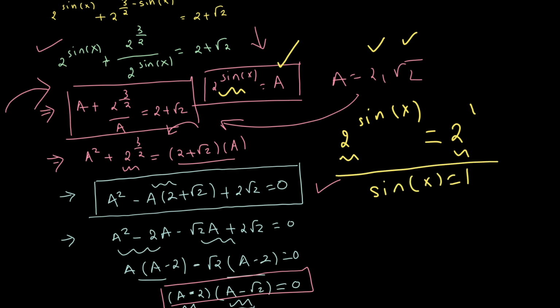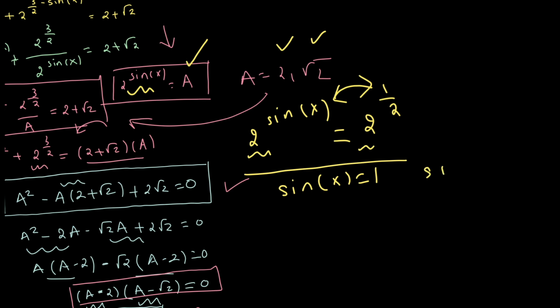Now let us compare the above equation with square root of 2. So 2 to the power sine x equals to square root of 2, that can be written as 2 to the power 1 upon 2. Again the bases are same, hence we can compare the power. Therefore the value of sine of x will turn out to be 1 upon 2.